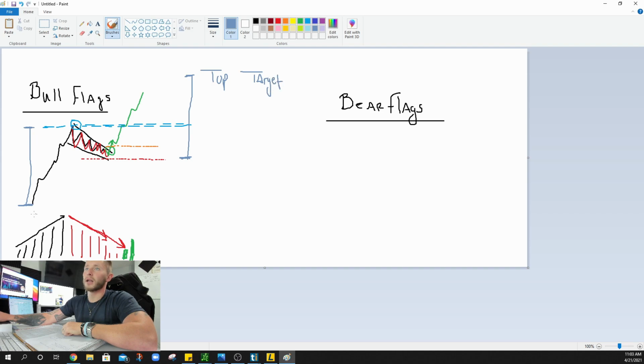Right up there. So again, if you measure the bottom to the top of the pull, and you take it underneath that consolidation low, and you draw the same move up, that's going to be an idea of where your top target could be for this type of pattern, a bull flag.